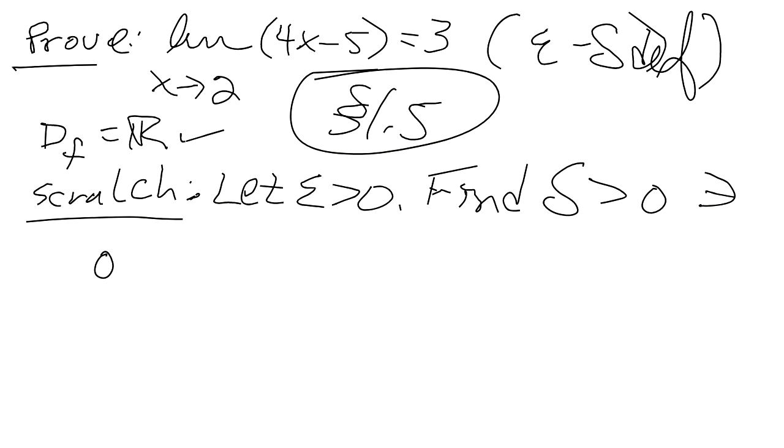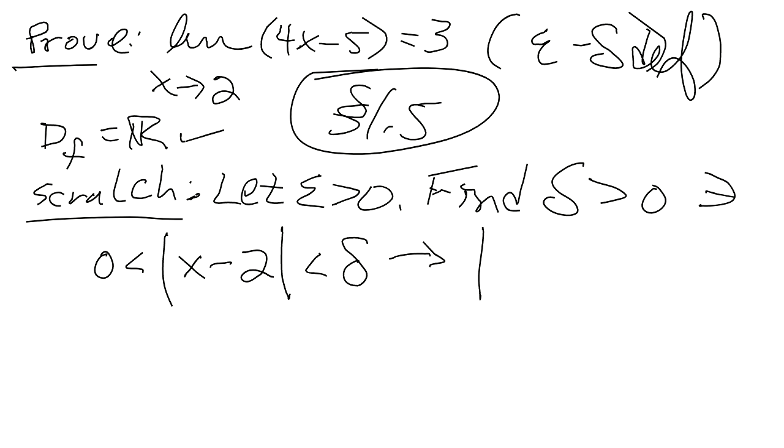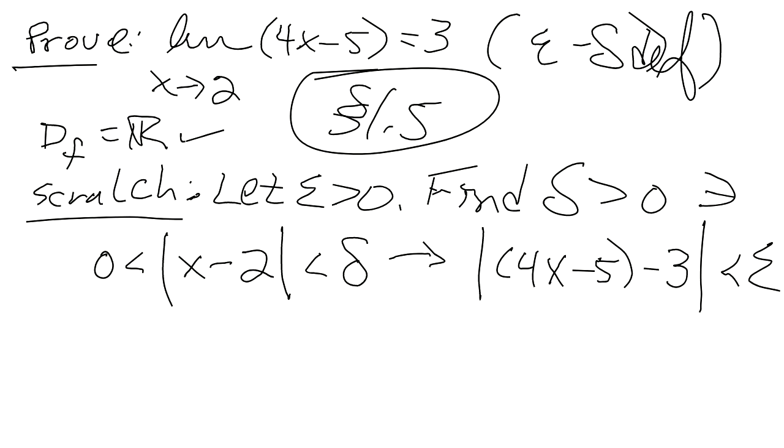0 is less than the absolute value of x minus a, which is 2, right? Is less than delta would imply or guarantee that the absolute value of f of x, which is 4x minus 5, minus L, which is the limit I approach, 3, would be less than that epsilon, no matter how tiny. So I'm picking any epsilon, or any tiny number greater than 0. So somebody might pick 0.01, somebody else might pick 0.001. I'm going to be able to use this method to determine the delta that would work.